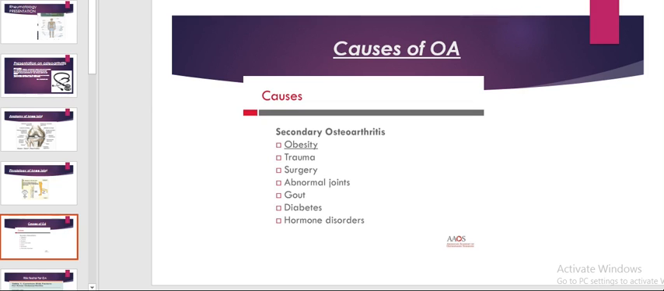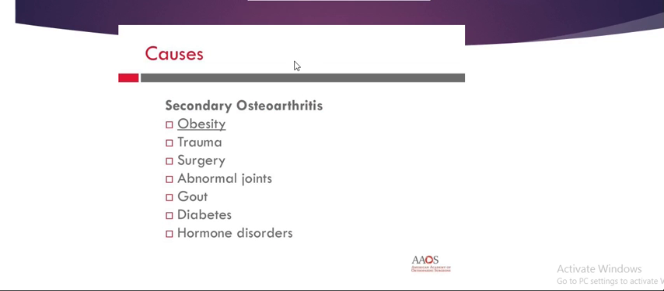So what are the causes? Now we are talking about causes. The causes here are of secondary osteoarthritis, meaning osteoarthritis due to another condition. First of all, obesity, very common, because obesity puts pressure on joints and bones and finally leads to inflammation or destruction of cartilage. Then trauma can happen, because a traumatic injury can also lead to this. Also surgery, any previous surgery, any knee joint surgery or hip joint surgery can lead to this, but very rarely.